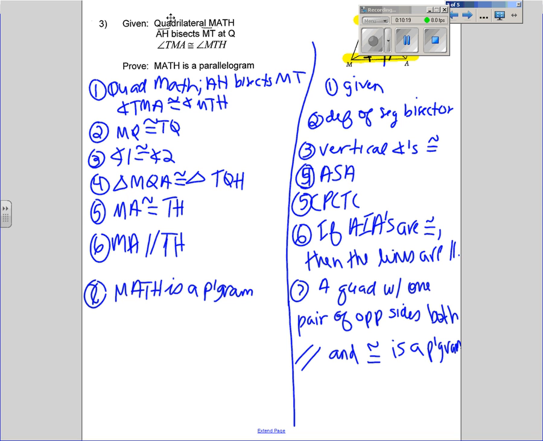Again, this is not the only way to do this problem. It's just one way. You can definitely find other ways to do it. This is one of the more straightforward ways that I think, but again, there's more than one way. All right, so make sure you go with this proof.